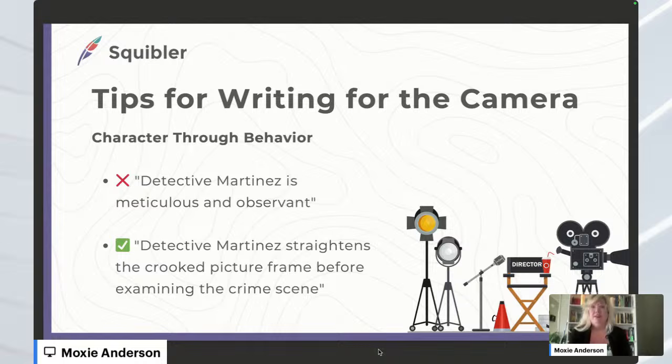You also want to be very careful to make sure that your character's behavior is reflecting what's going on internally with them. So instead of saying something like Detective Martinez is meticulous and observant, you need to show this to the reader of your screenplay. Detective Martinez straightens the crooked picture frame before examining the crime scene. This tells us a little deep detail about his personality.